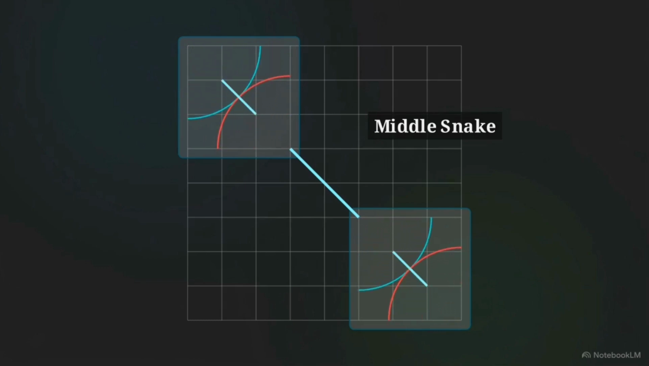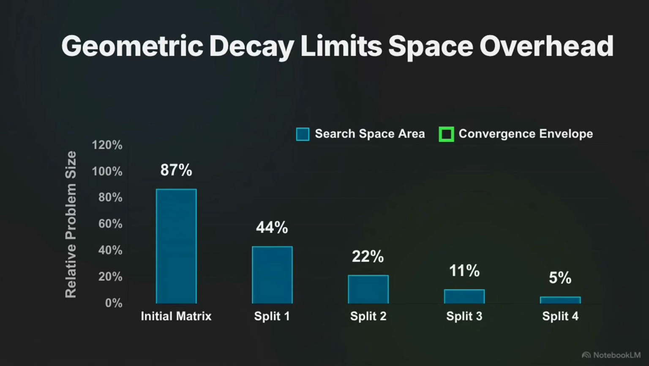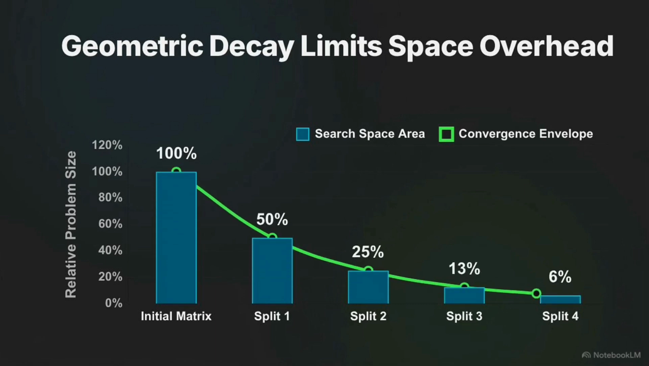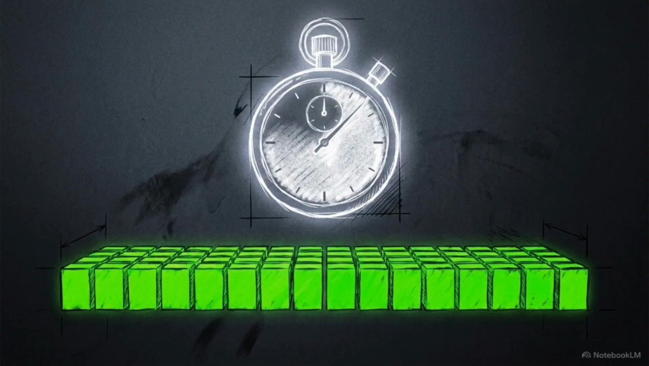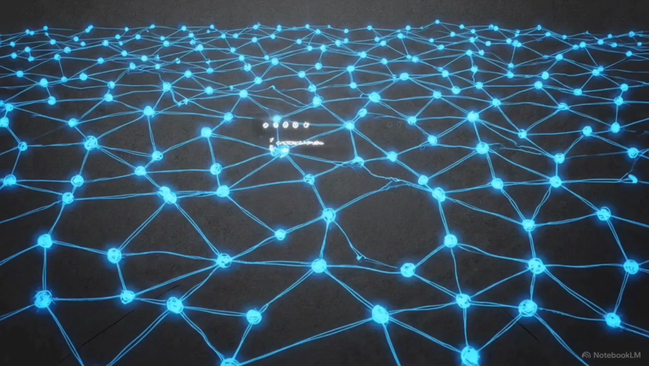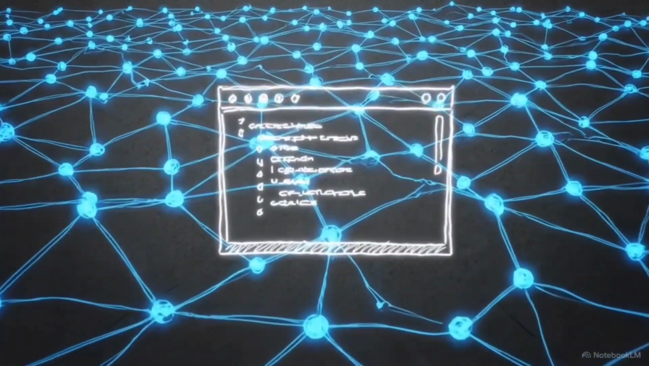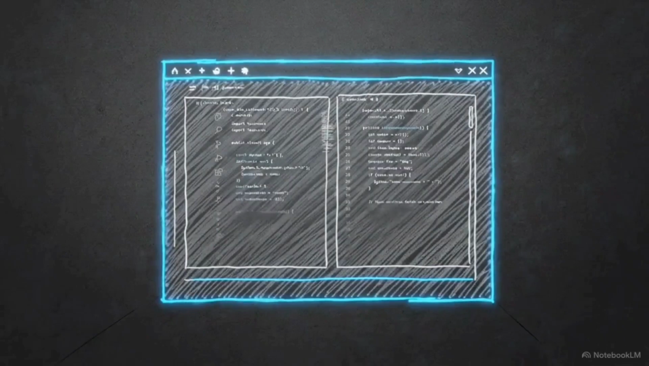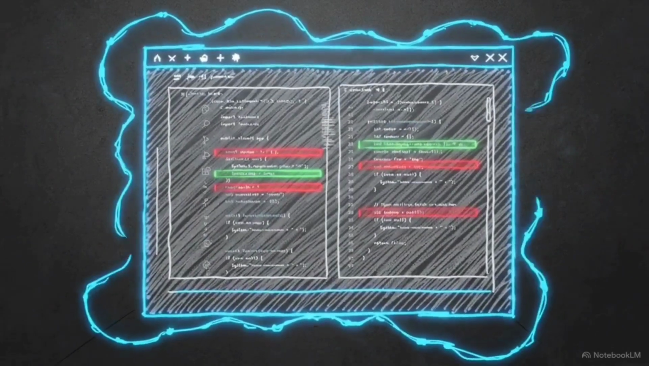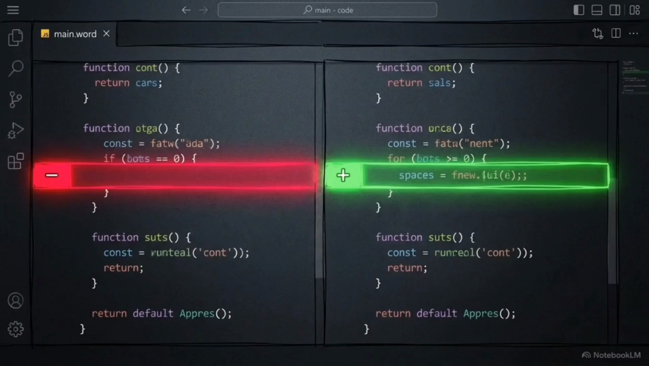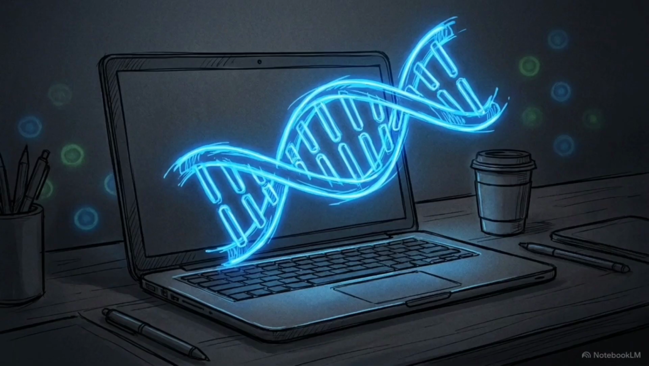This pins down guaranteed waypoints, allowing the software to reconstruct the route without ever holding the full map in memory. By storing only the split points and discarding the matrix rows, the space overhead forms a converging geometric series. Compute time remains O of mn, but space complexity is reduced to O of m plus n, linear space. This optimization enables version control systems to parse millions of lines of code and generate accurate diffs using only a fraction of a computer's memory. This mathematical efficiency is what makes modern version control and large-scale genomic sequencing possible on standard hardware today.